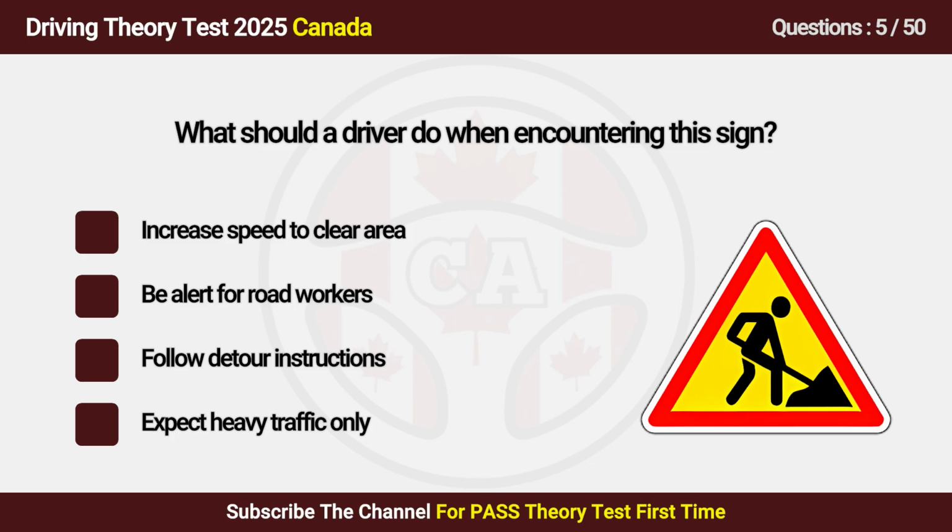Question 5. What should a driver do when encountering this sign? A. Increase speed to clear area. B. Be alert for road workers. C. Follow detour instructions. D. Expect heavy traffic only.